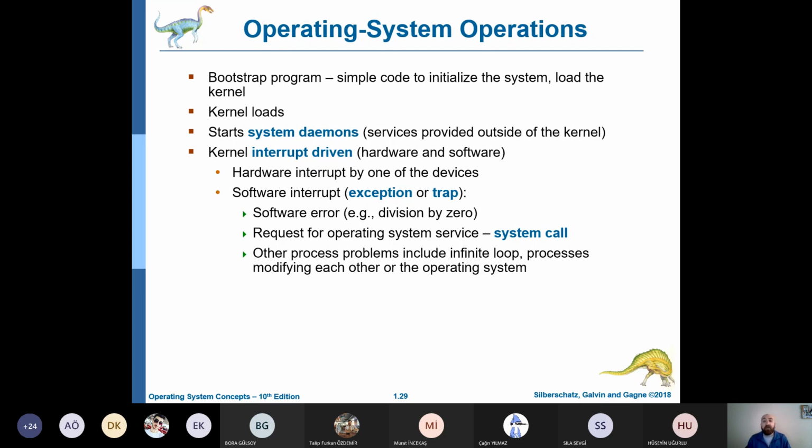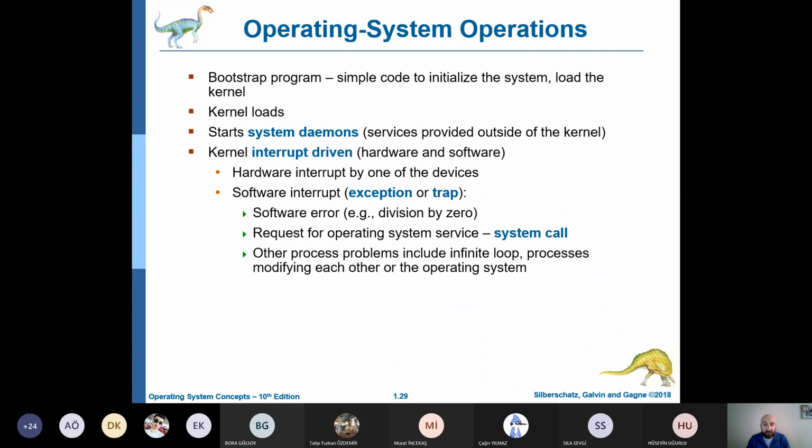Events are almost always signaled by the occurrence of an interrupt. We already described in that manner our hardware interrupts, and we already said that our operating systems are interrupt-driven. Another form of interrupt is a trap. Again, we already mentioned that a trap, or an exception, can be defined as a software-generated interrupt.